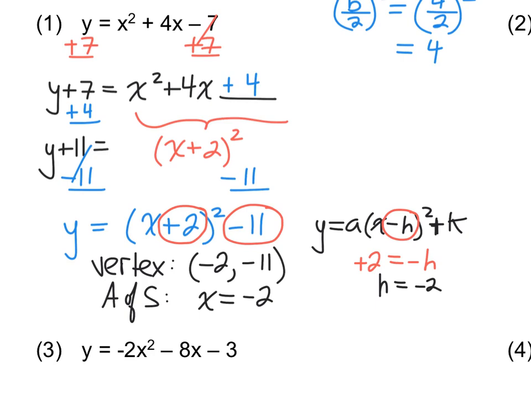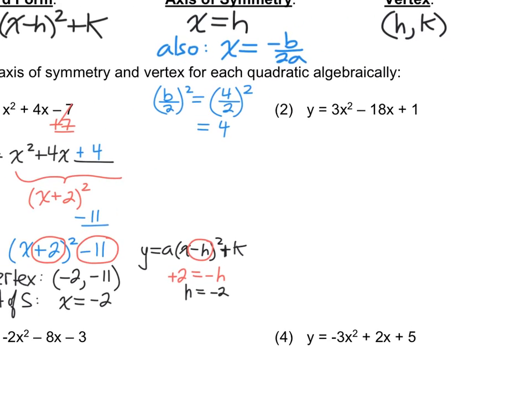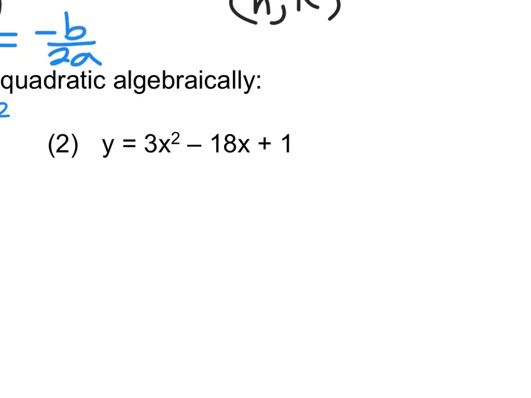Time check, 7 minutes. All right. So let me do one a little beefier. This one's got a leading coefficient. But just like when we were learning about completing the square, divide by the 3. Same approach. Divide everything by the 3. Yeah, we'll get some fractions. That's fine. Calculators exist.